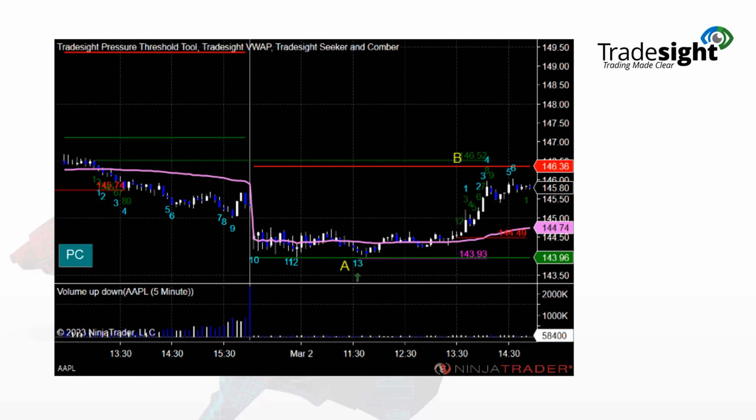And then from there, what did the rest of the day do? We rallied back up, couldn't quite get through or back to the upper pressure threshold, but we made a good attempt. And it was still a decent move heading back up there.